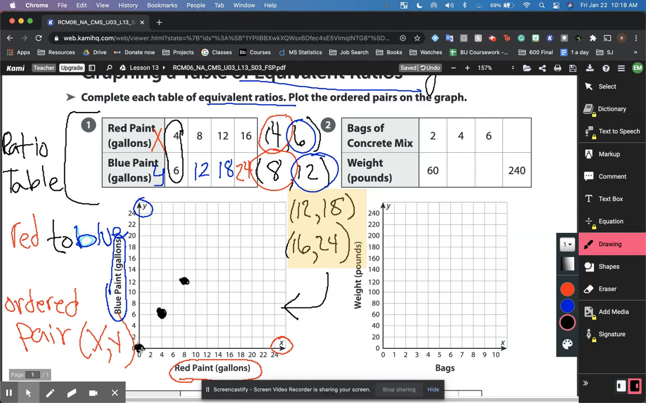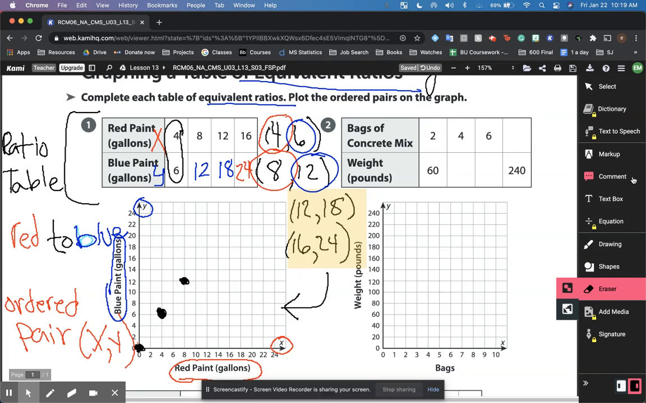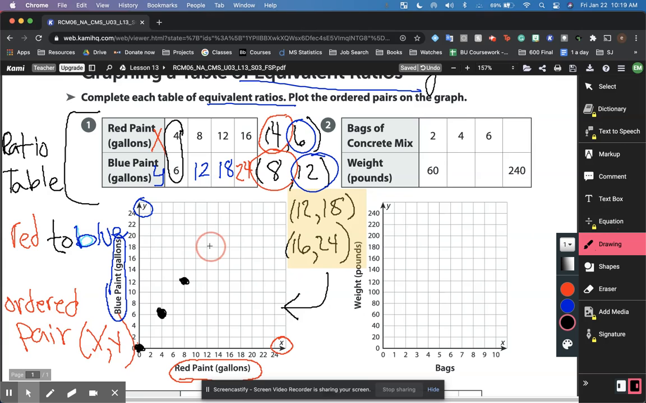Next one is 12, 18. So I'm going to go over 12. 1, 2, 3, 4, 5, 6. Or 2, 4, 6, 8, 10, 12. And up 18. 2, 4, 6, 8, 10, 12, 14, 16, 18. Right? Also notice it matches up with 18. So you could also just look at the numbers on the side to know how high up you're supposed to go. Right? Oops, sorry. That one was 12, 18. That one's there.